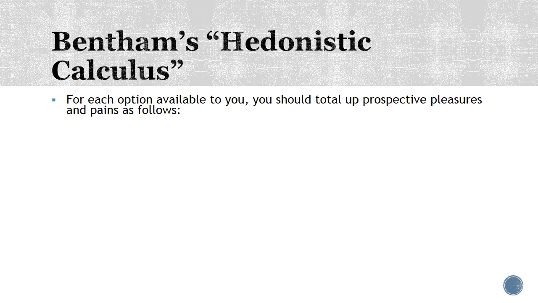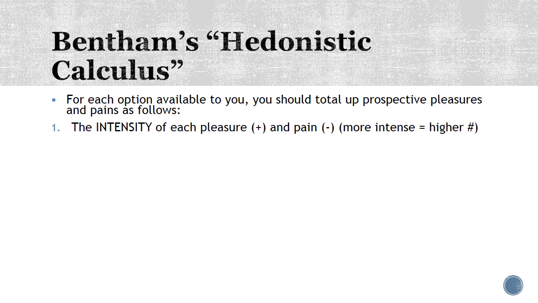And so here's how Bentham's hedonistic calculus works. If you're thinking of calculus as a kind of math problem, you're actually quite near to the truth. The way that it works is this. For every option that's available to you, you should total up all of the prospective or possible pleasures and pains as follows. You need to first consider the intensity of each pleasure as a positive number and pain as a negative number. And of course, intensity we understand, right?